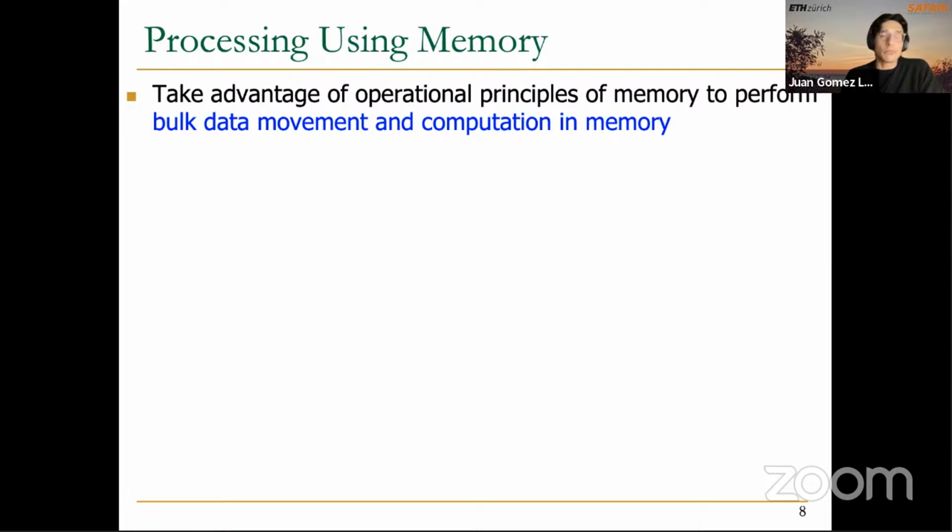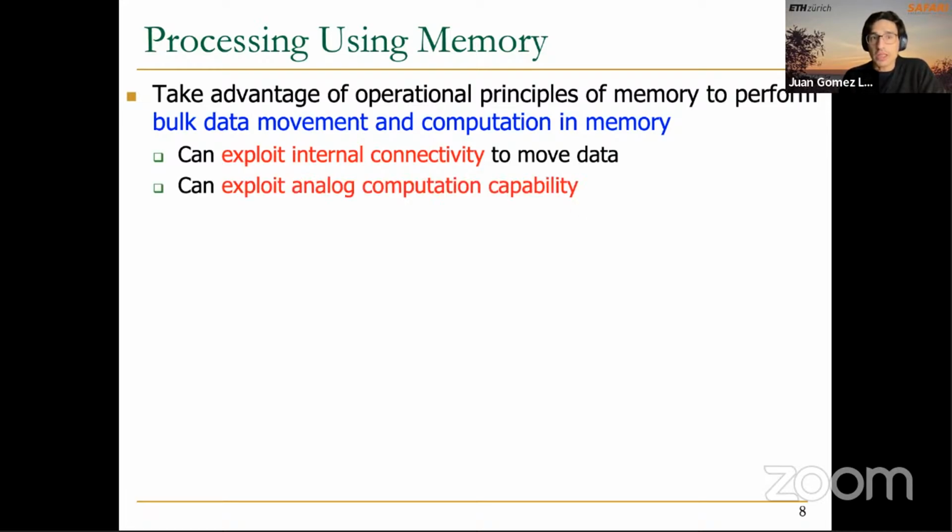So processing using memory, as I said before, and here you have again the definition, is to take advantage of the operational principles of memory to perform either data movement or some computation inside memory. A good thing about processing using memory is that it can exploit the internal connectivity to move data, and it can also exploit the analog computation capability. This is something that we talked about in previous lectures, as I said, but we are going to recap on these two ways of using memory to move data or to perform some sort of computation inside it, and we will build on top of that.